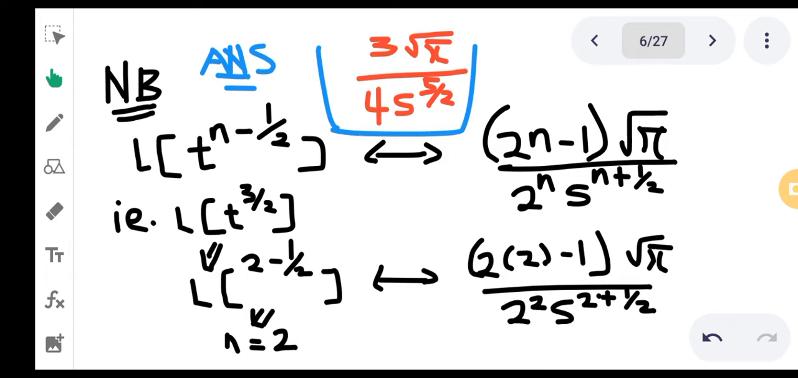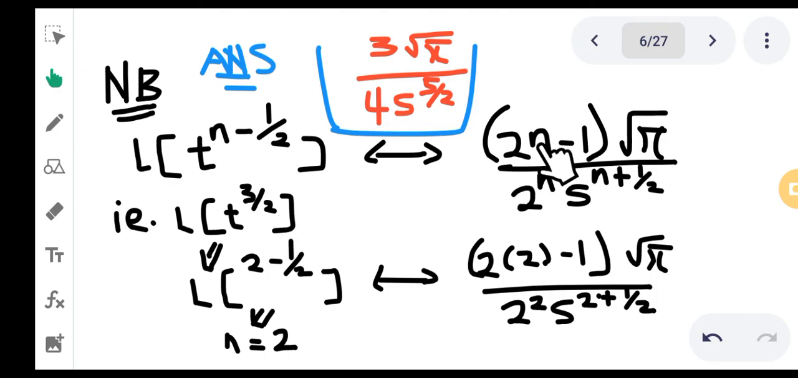Lest I forget, this is something that we should know. It's not in most books, but I found it. Whenever you have t exponent n minus half, you are going to get this relation: 2n minus 1 times root pi all over 2 exponent n, s exponent n plus half. So for example, find the Laplace of t exponent 3 over 2. So you are going to get n minus half, you know that your n is 2. So 2 minus half, you are going to get 3 over 2.